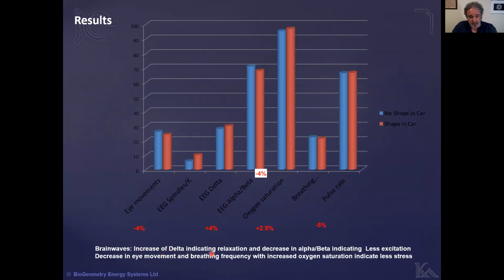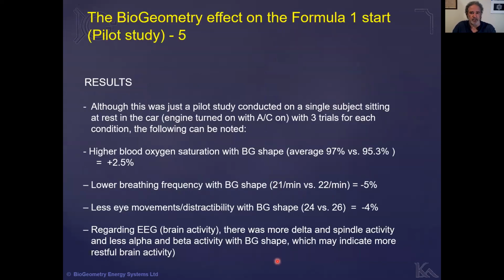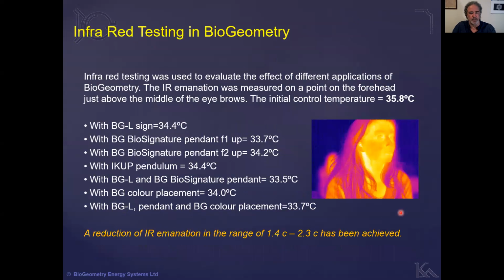So, an increase of delta, which indicates relaxation, and a decrease in the beta level, as it's known, where it touches the alpha, which indicates less excitation. Okay, and increased oxygen saturation, etc. So that was successful as well. More details here, which you can read in your own time.